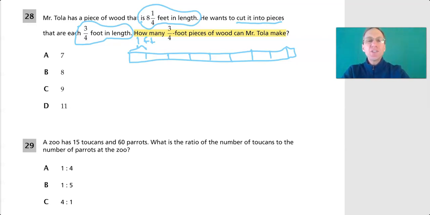So can he get 7? Is he only going to get 7 3/4 foot pieces? Well, you could say, wait a minute. 3/4, that's less than a foot, and he's already got 8. He could get 8 1-foot boards, so that can't be right. Does that make sense? He can already get 8, so he's not going to just get 7.